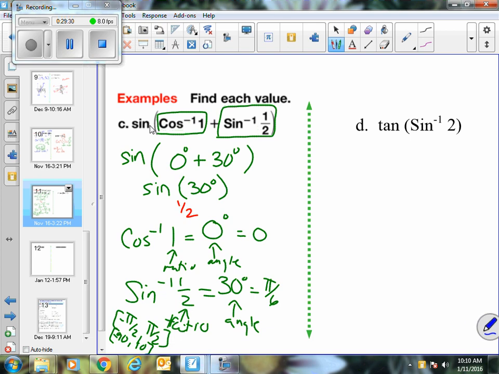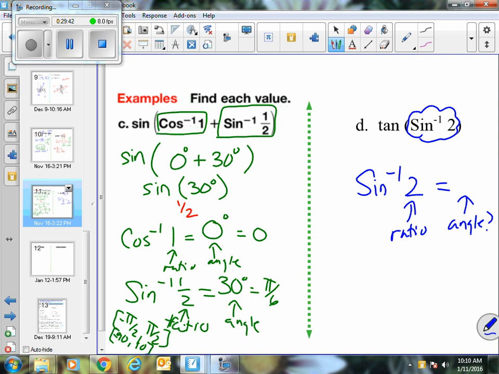I know this is kind of a long one. It's a lot of information. Start on the inside. Inverse sine of 2. That's giving you a ratio of 2 and asking you for what angle does that start at. So what angle would that be?